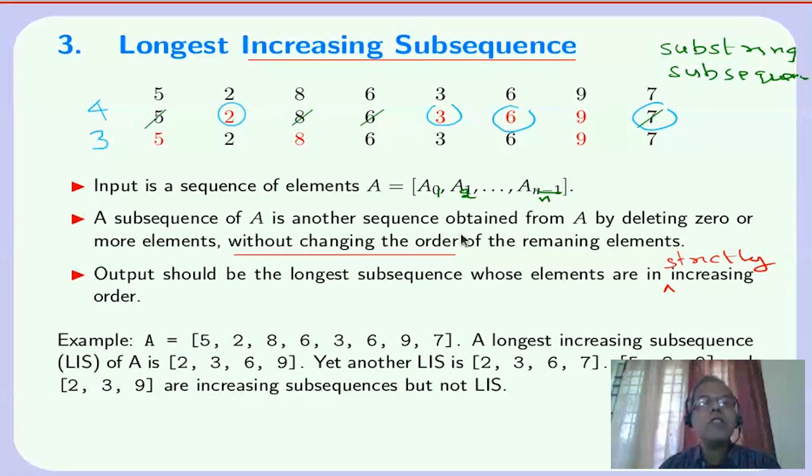Instead of longest increasing subsequence, which I abbreviated LIS because I need to repeat the word often, let me say I am interested only in the length of the longest increasing subsequence. The output need not be 2, 3, 6, 9. It is enough if the output is only 4. Out of all possible subsequences of the input sequence, the length of the LIS is 4.